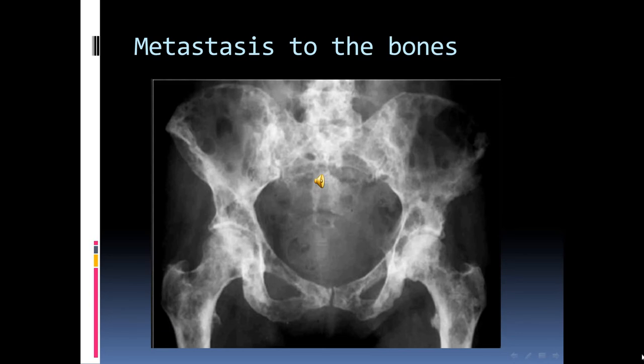Also, we have examples of metastasis to the skeleton. We have an X-ray of the pelvis and upper femur, AP view, showing multiple well-defined osteolytic lesions of different sizes, involving the sacrum, the pelvis, the femurs, and pubic bones. This is osteolytic metastasis, which can be seen in breast carcinoma or in other types of metastasis.